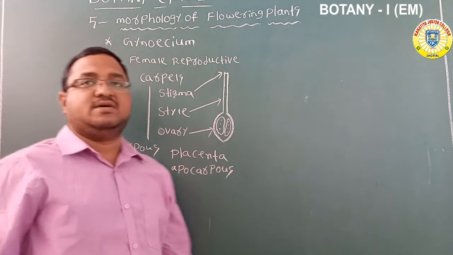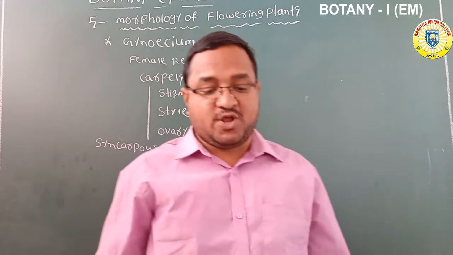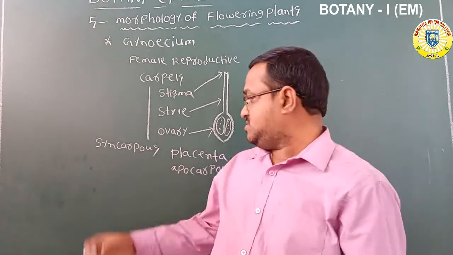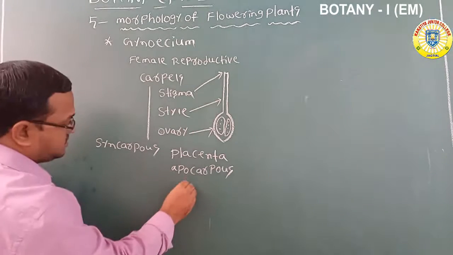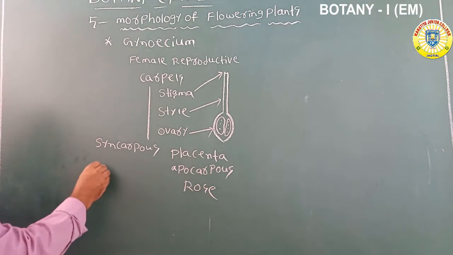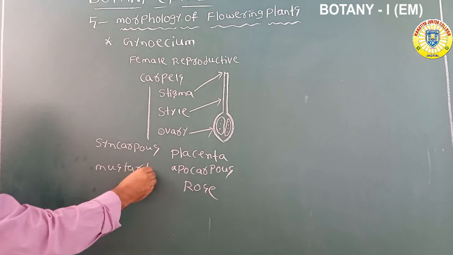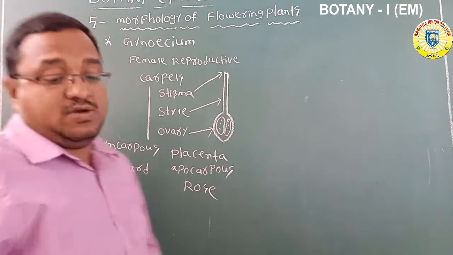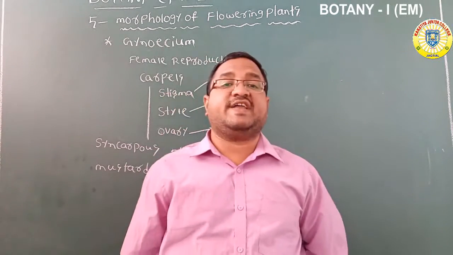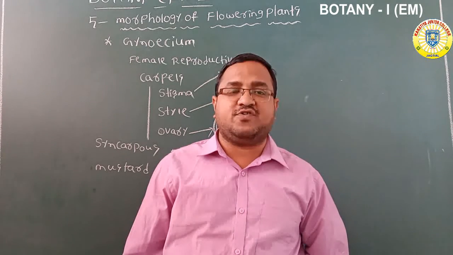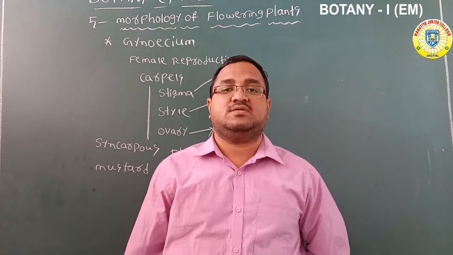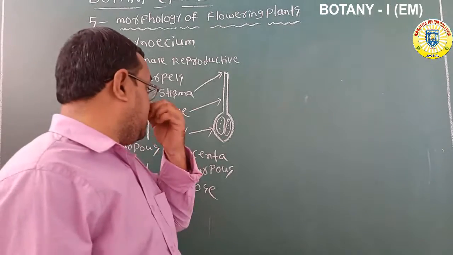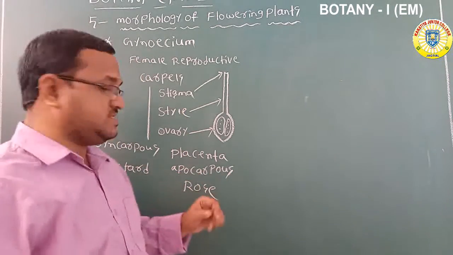Apocarpous means carpels are free. Syncarpous means carpels are united. Apocarpous example, rose. Syncarpous example, mustard. After fertilization, the ovary is converted into fruit, and ovules are converted into seeds. This is the important information about the gynoecium, which is the female part. Remember apocarpous and syncarpous.